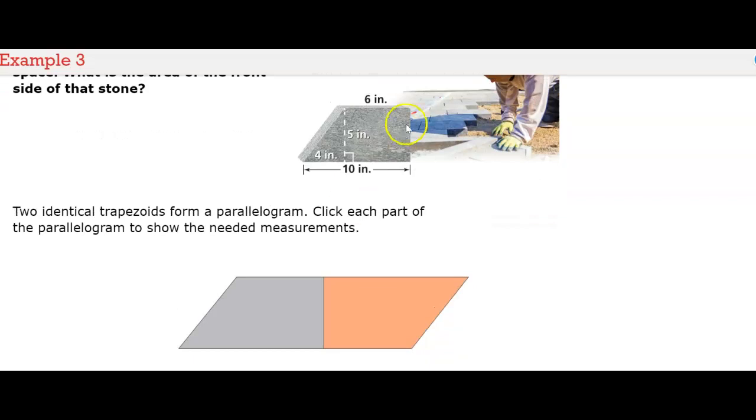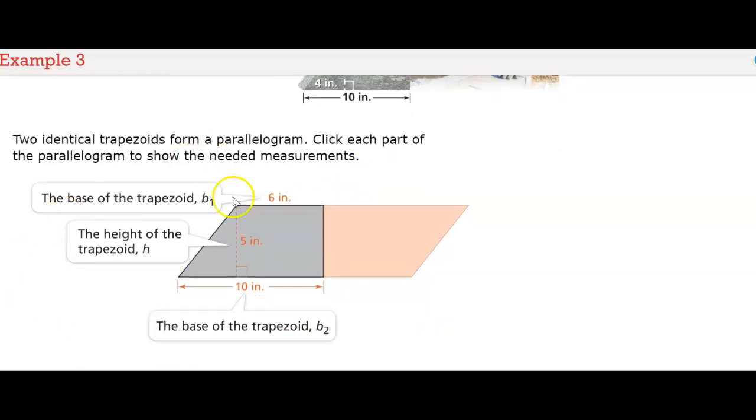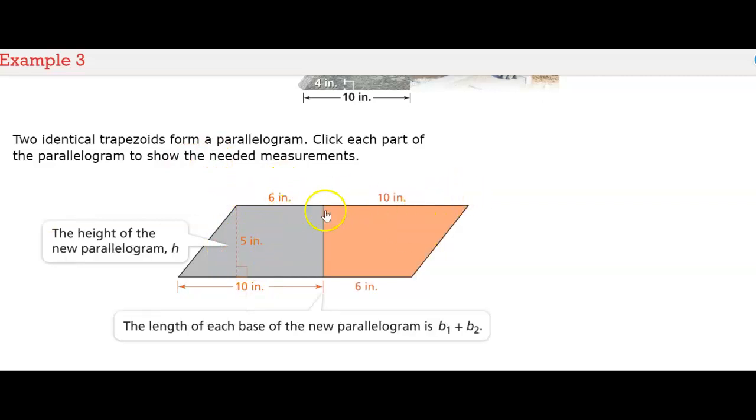Actually, it's asking for the whole front portion, sorry. So then you have this whole base, which is 10 inches, and then from here to here is 6 inches as well. So we have two identical trapezoids that form a parallelogram. So here's the whole thing here. And then here it says the base of the trapezoid, which I just went over. And then on the other one, you have your base and other base here as well, 10 and 6 inches.